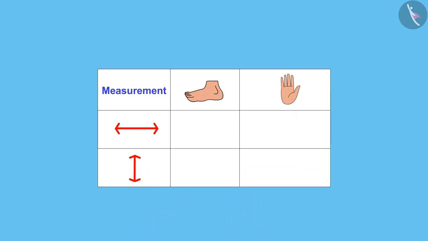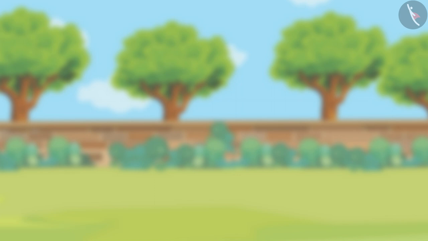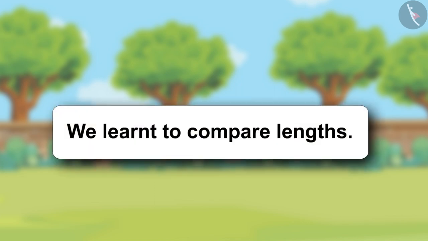Children, can you also take an object, such as mat, and measure that object? First measure that object by hand, then by foot. Compare the measurements taken. Share the reason for the difference in the measurement with your family members and friends. Children, in this video, we learn to compare lengths.